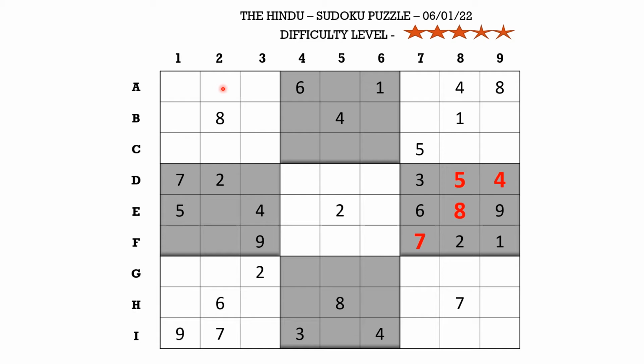Column 2, there is 8 and 6. These two numbers block these two cells here in the 4th block. So these two cells can take 6 and 8. Now the missing numbers are 1 and 3. In F row here there is 1, which blocks this cell. So this cell takes 1, E2 takes 1 and F2 takes 3.